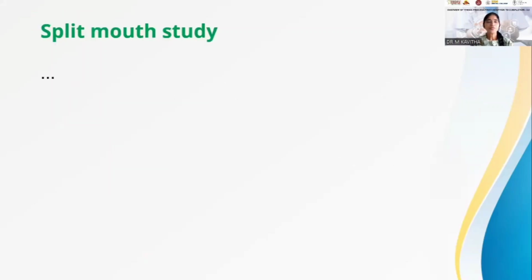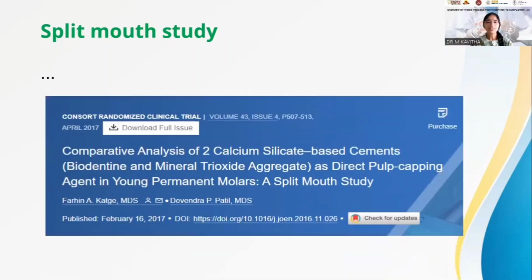What do you mean by split mouth study? It is used in some clinical trials, making a randomization scheme on a site level where two treatments are randomly assigned to sites on one of the two halves of the mouth. This is one such split mouth study in which Biodentine and MTA were used as a direct pulp capping agent in both the quadrants in molars for better standardization.